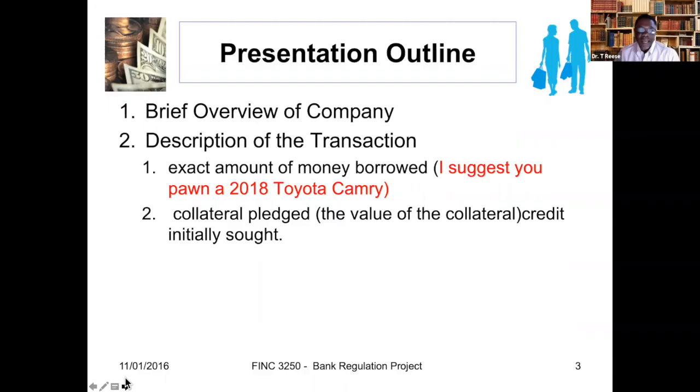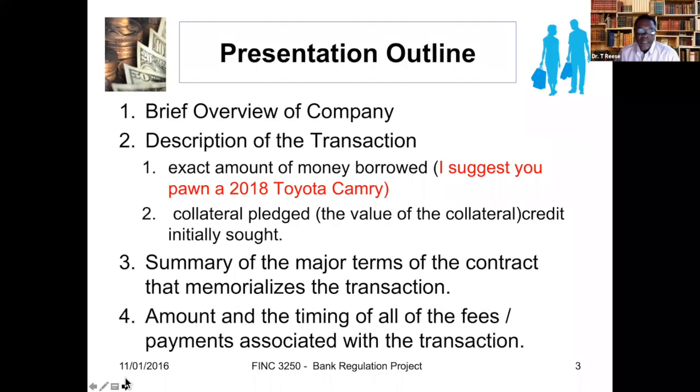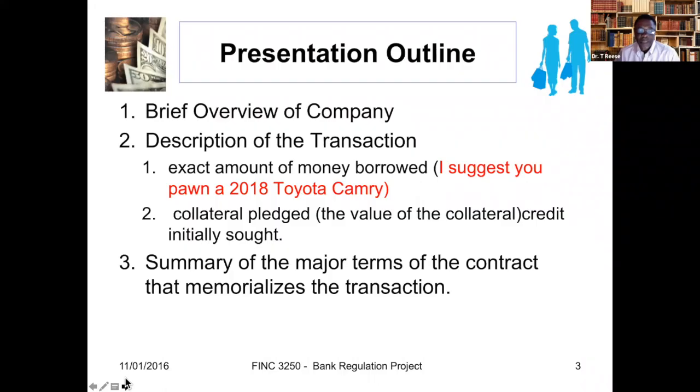Two, what's the collateral? You need to figure out what the value of the collateral is. You're going to determine the value of the collateral by going to Kelley Blue Book online or some alternative or comparable site and determining what the resale value of the car would be to a dealer. Finally, number 3, you're going to summarize the terms of the contract that you'd have with the title pawn company. Four, you're going to outline the amount and timing of all the fees associated with getting this title pawn loan.